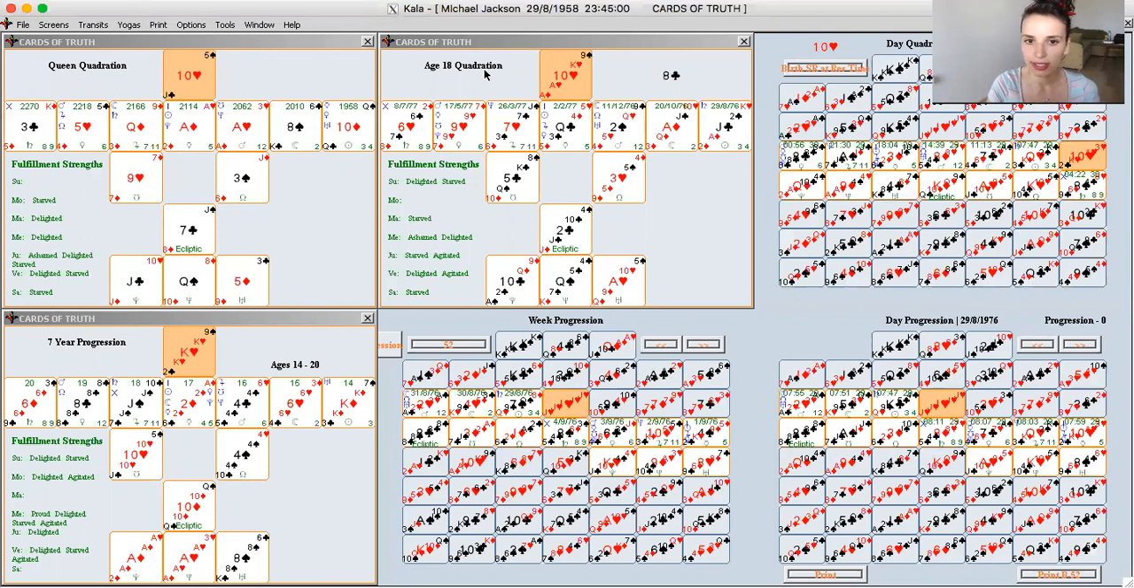So you can already see that this age 18 is important because the card that is running that year is an eight of clubs, and that's another fixed card, and that relates to some sort of intellectual self-fulfillment. And that card is also running in his 7-year progression for age 19, but it doesn't matter if it's for age 19 here because it takes effect in all these 7 years.